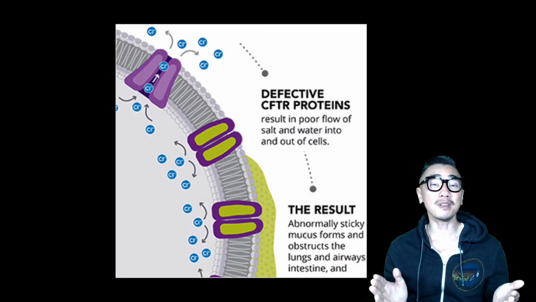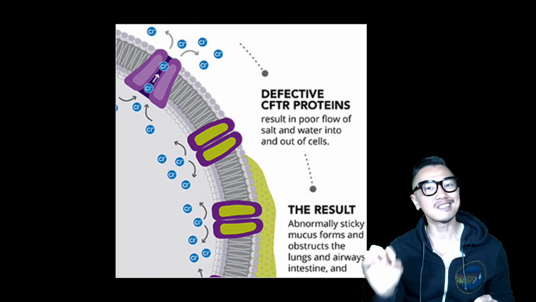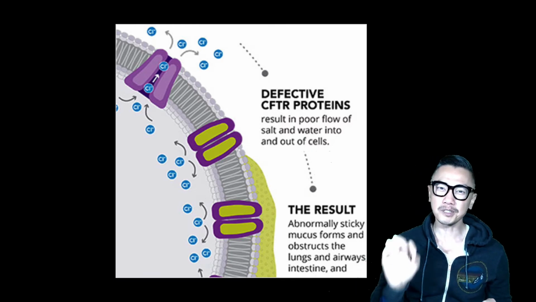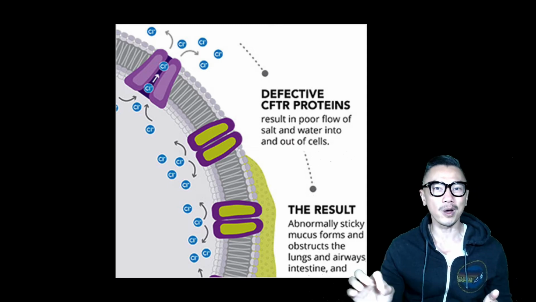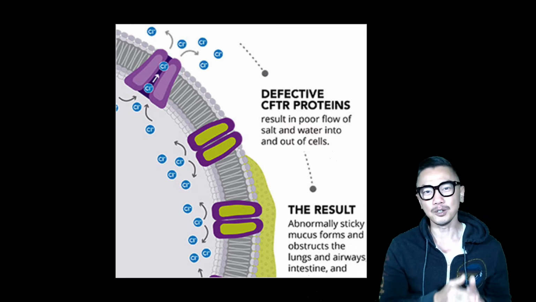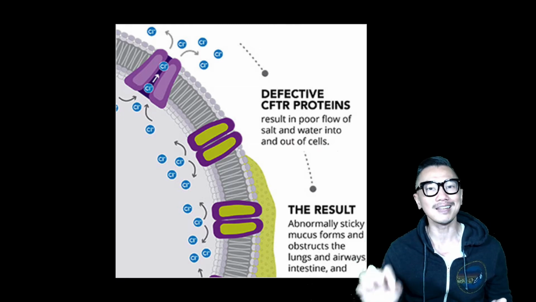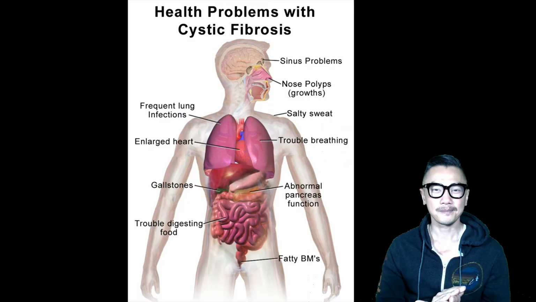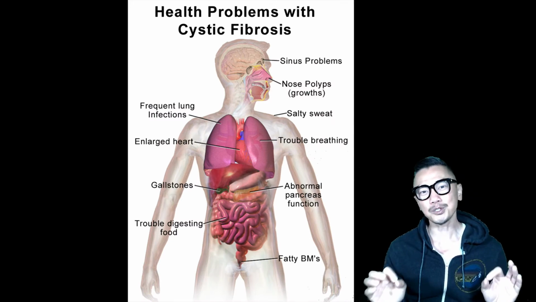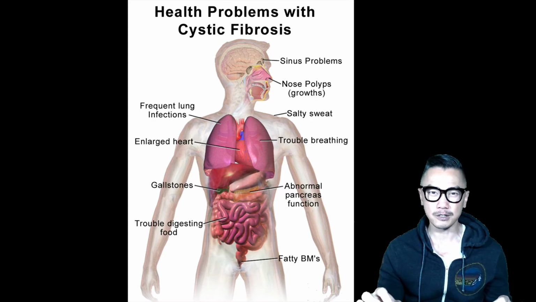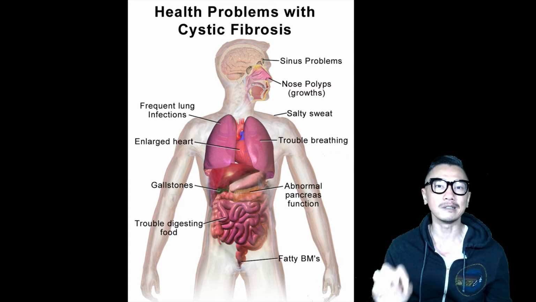This diagram shows that a mutation in the CFTR gene causes the production of faulty CFTR proteins. Because the CFTR proteins don't work properly, salt and water cannot flow well into and out of cells. The ultimate result is an abnormally sticky mucus in the respiratory linings and intestines. This diagram shows many of the symptoms associated with cystic fibrosis. The most important one here is frequent lung infections. These infections can cause lung damage over time, which can eventually lead to death.